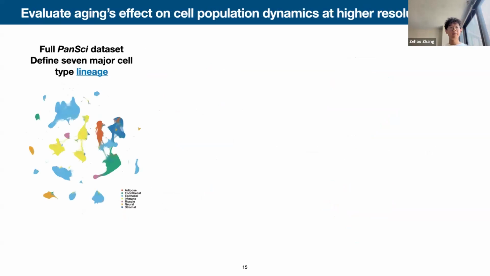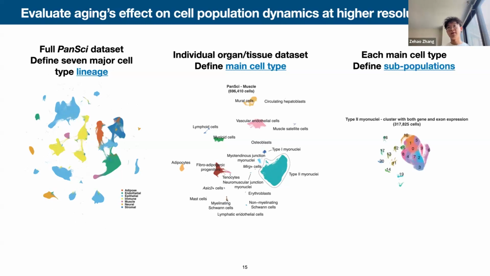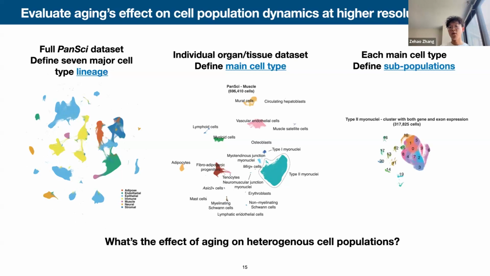To summarize the first part, we generated this PanSci dataset. We annotated the PanSci dataset at the full dataset level to define 7 different lineages, and zooming into different organs, we annotate different main cell types, and zooming into different main cell types, we further identify the subpopulations. And now we are trying to ask what's the effect of aging on those heterogeneous cell populations.